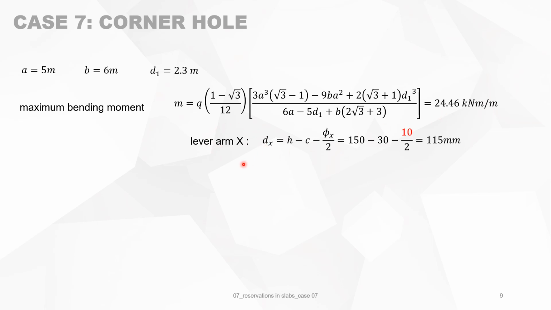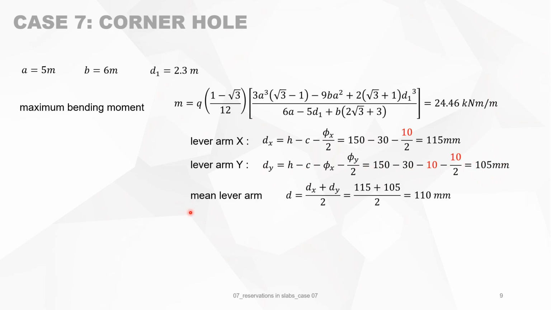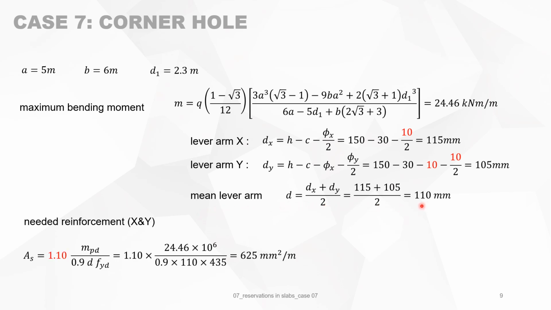The lever arm in the X direction is then the total height of the slab minus concrete cover minus the point of gravity of the reinforcement. We suppose it's only in the direction X, one layer of reinforcement, and we use a diameter 10. And we have 150 millimeters as lever arm in the X direction. In the Y direction, which is the second layer, it will be 105 millimeters. And we calculate the needed reinforcement by using the mean lever arm, which gives us 110 millimeters.